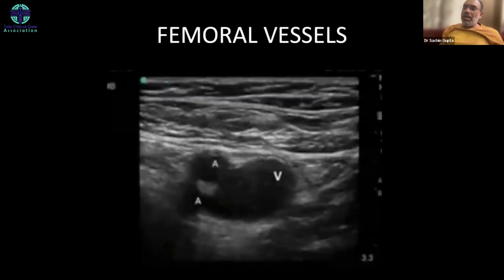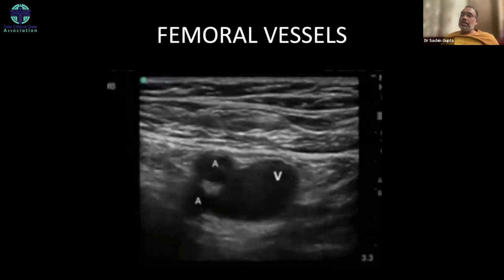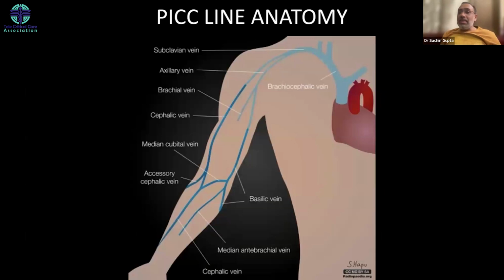Femoral, again, is very, very easy to put. It's a vast area, so it is much easier to put. The risk is less. Again, you can put it in the short axis as well as in the long axis. The principles remain the same.